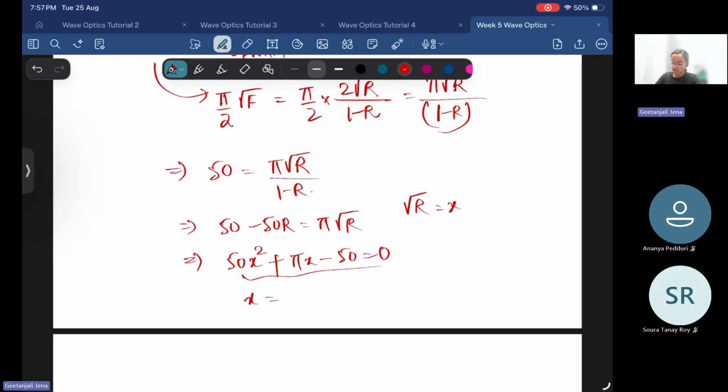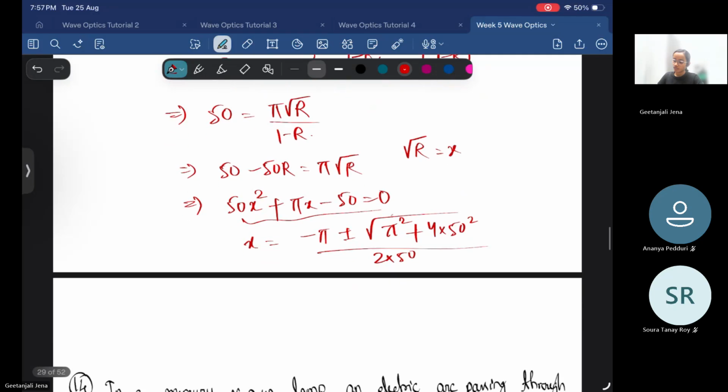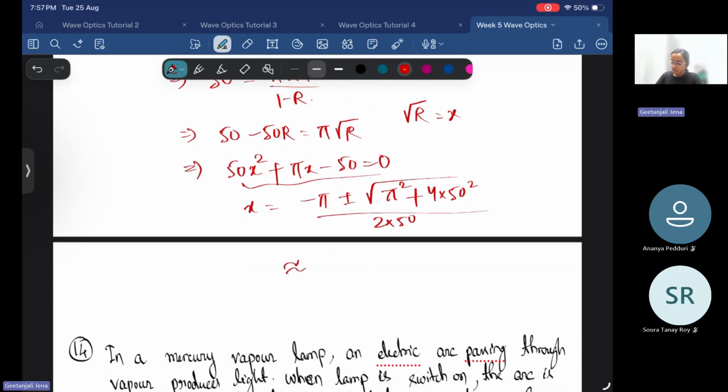So the answer is x is minus pi plus or minus root of pi squared plus 4 times 2500, divided by 2 times 50. So we will get 0.969, and the value of r is the square of x. Approximately it will be 0.9. Yes, your answer is correct. You will get 0.939. I have just rounded.